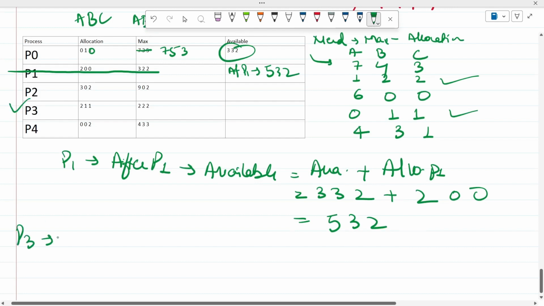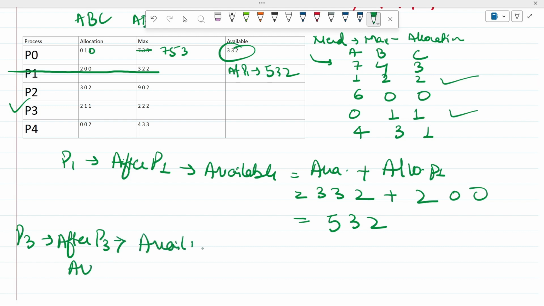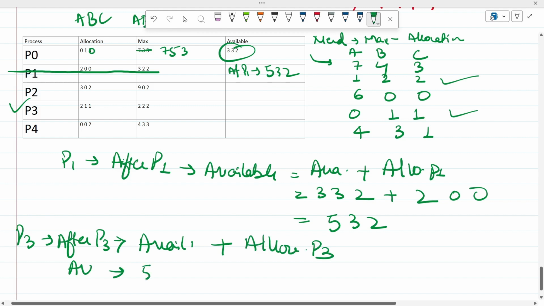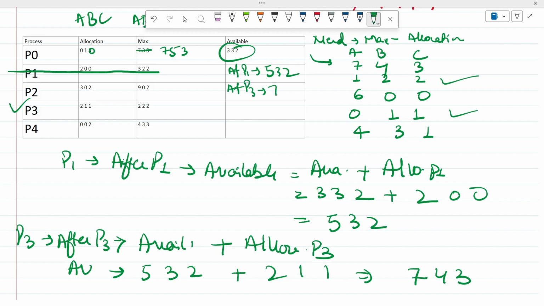When P3 is completed, what is the available resource? How can we calculate? Available in the system plus the allocated of P3. Available in the system is 532. Allocated to P3 is 211. So overall it becomes 743. So after P3 we have resource available 743. Now P3 is complete.